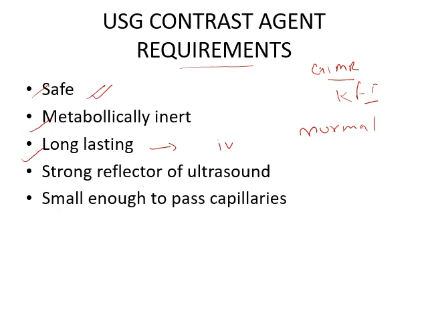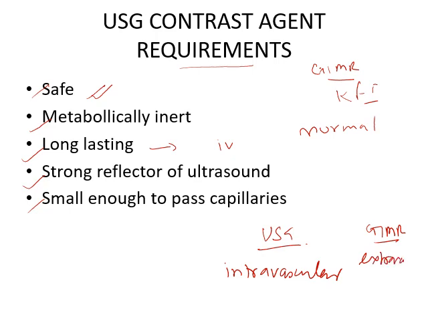The fourth important thing is that it should be a strong reflector of ultrasound. We are going to study how this contrast dynamics exactly works on the basis of ultrasound. If it is not a strong reflector of ultrasound, then what is the use of these USG contrast agents? So it should reflect the ultrasound waves well, and should be small enough to pass through the capillaries. USG contrast agents are basically intravascular contrast agents, while CT and MR contrast agents are extravascular contrast agents.